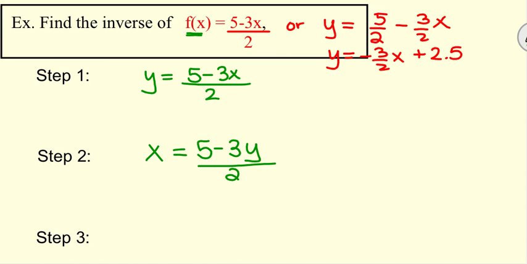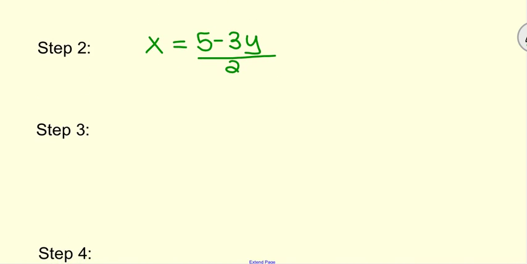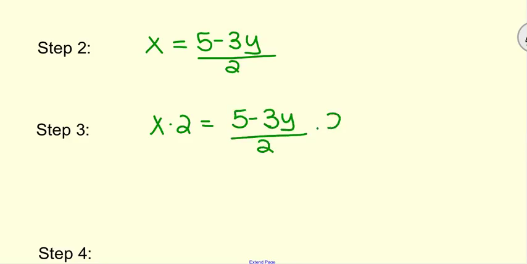Step 3 is the longest step, where we're going to go ahead and solve it for y by undoing. So the first step is we're going to multiply both sides by 2. And what that does is it removes the 2 from the denominator. So 2 and 2 are going to cancel out. On the left-hand side is going to be 2x. On the right-hand side, we'll be left with 5 minus 3y.